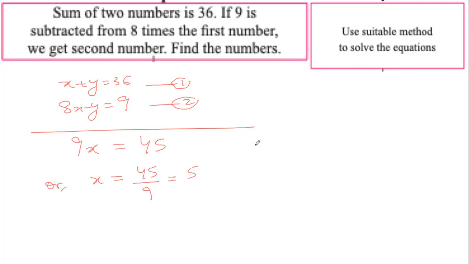Now in the next step, we will use this value of x to find the value of y. So from equation 1, we can say 5 plus y equals 36. That means y equals 36 minus 5 equals, is it correct? Yes, 31. Right? So we have solved. The method that we used was elimination method. I hope you are doing it.